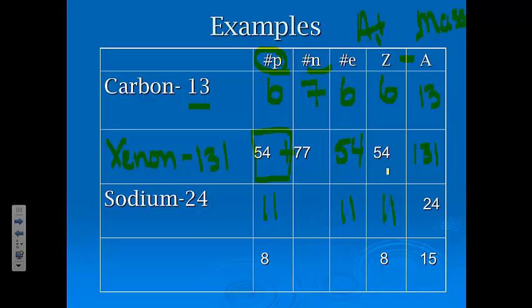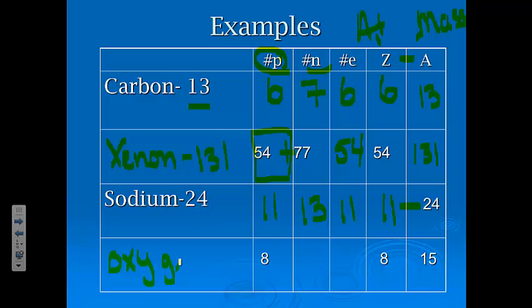Sodium's the 11th element. I put an 11 here, and 11 here, and 11 here. Good news, all three of those are always going to be equal, for right now. We're going to change that in another unit or two. And then for my number of neutrons, I subtract these two numbers right here. The difference between them is going to be 13.